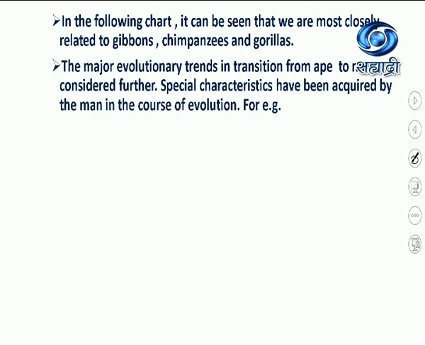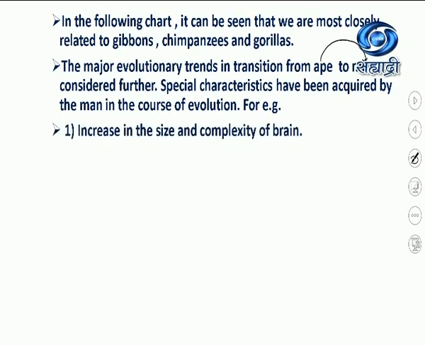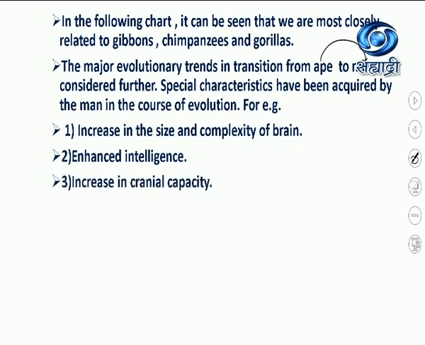The major evolutionary trends in the transition from ape to man. So from ape, then man originated. Special characters have been acquired by man in the course of evolution. Increase in the size and complexity of the brain. You can hear this at home also. Every new generation we say is more intelligent than the previous generation. Yes, eventually during the course of evolution, the size and complexity of the brain increased. Enhanced intelligence, cranial capacity increased, so intelligence increased. Cranial capacity, the capacity of the brain, increased.